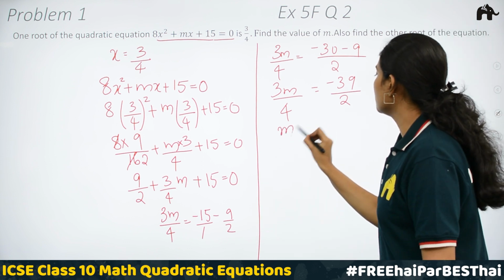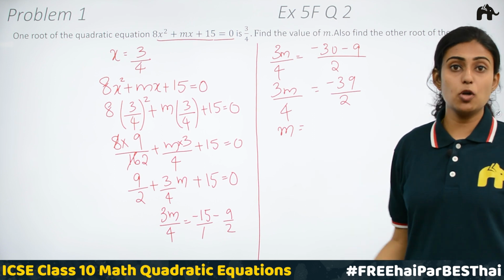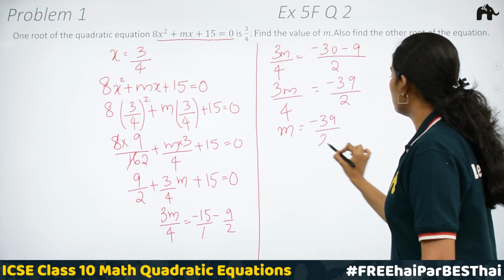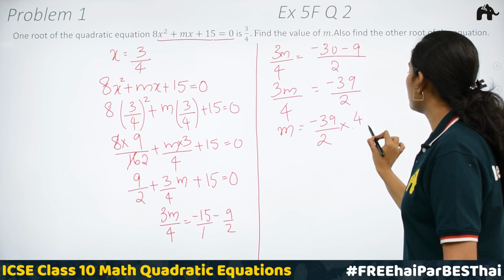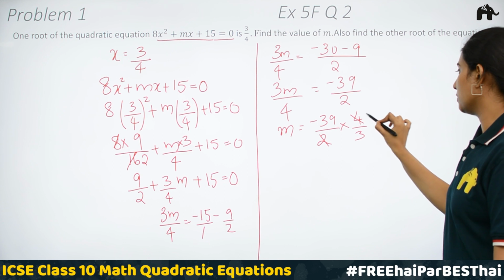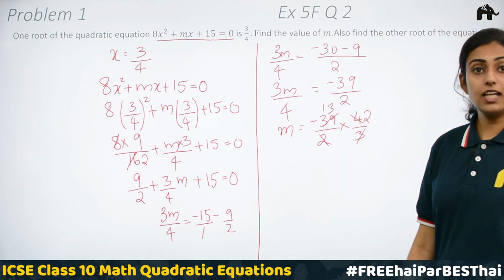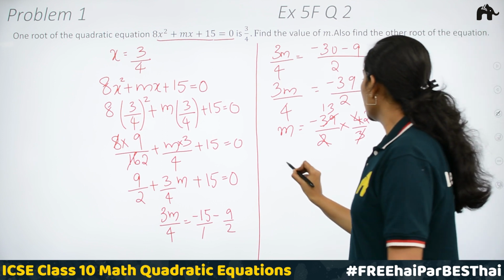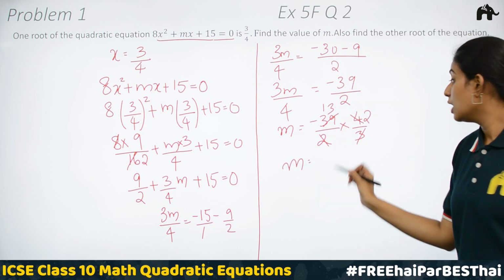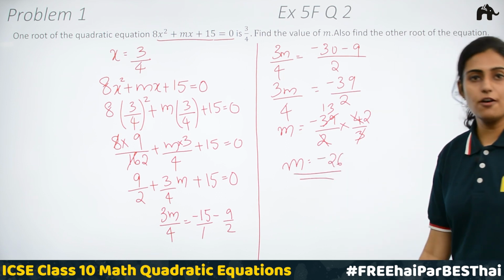What is m? 3 by 4 taking to the opposite side, reciprocal multiplication. Minus 39 divided by 2 into 4 by 3. Cancelling, 2 into 2 is 4. 3 into 13 is 39. Therefore, m is equal to minus 13 into 2, that is minus 26. We got the value of m.